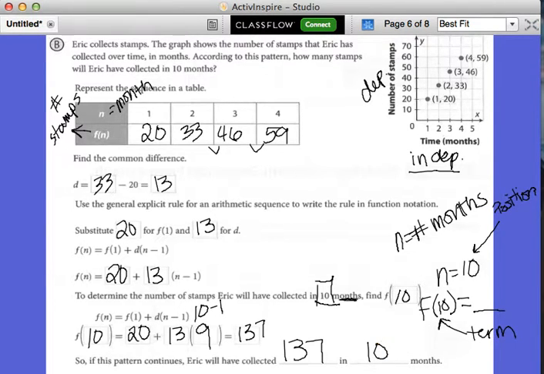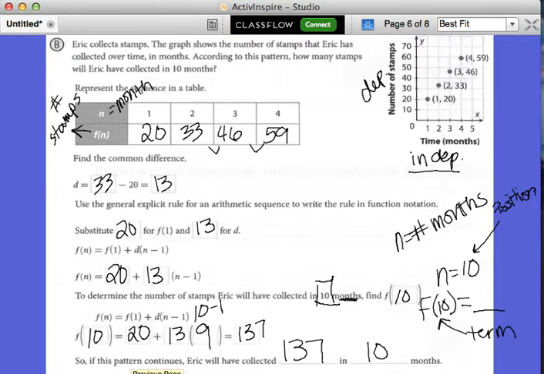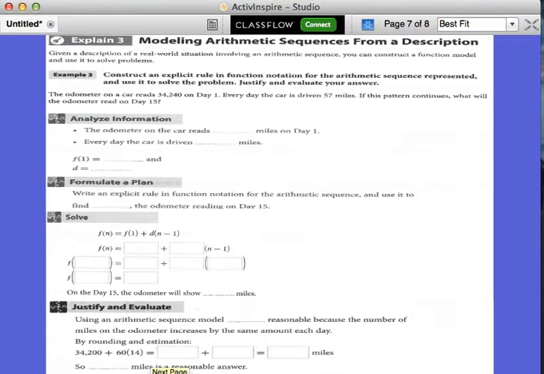Okay. The reflection question asks you, how would you know which one's the independent and which one's the dependent variable? Right? So the independent variable indicates the term of the sequence, so it will usually increase by 1. So like if you go back here, time went up by 1. That's usually your independent variable. That's a good rule of thumb to use. However, if you go through and you use your statements and say, okay, does the number of stamps depend on the number of months that I'm collecting? You can also work through it that way.